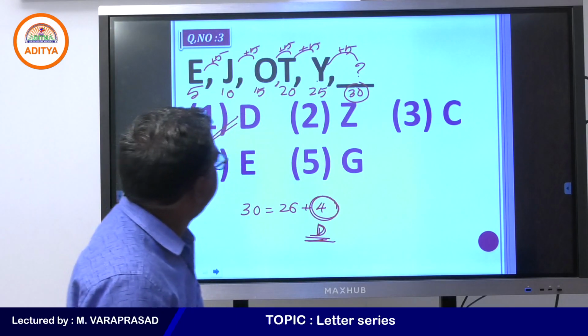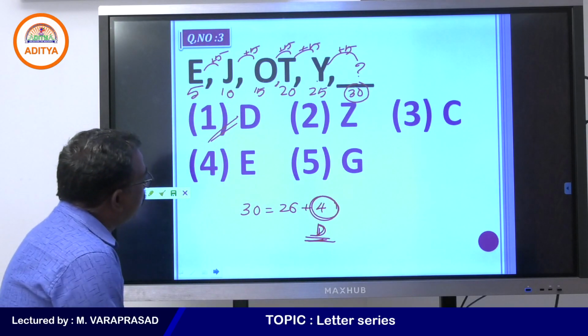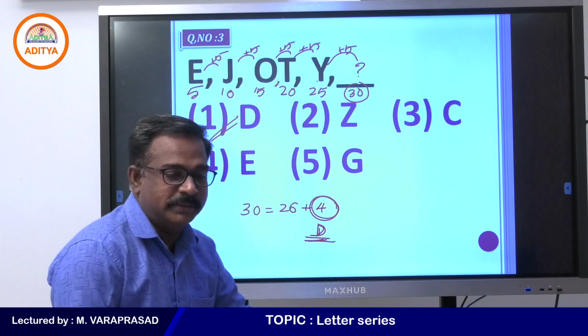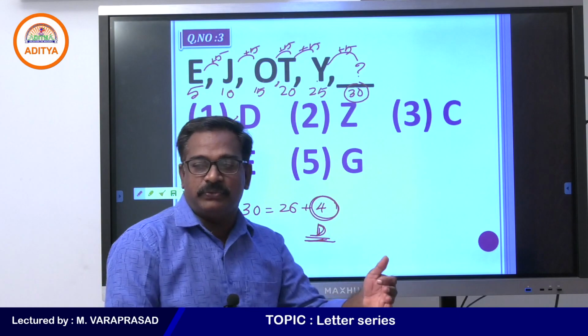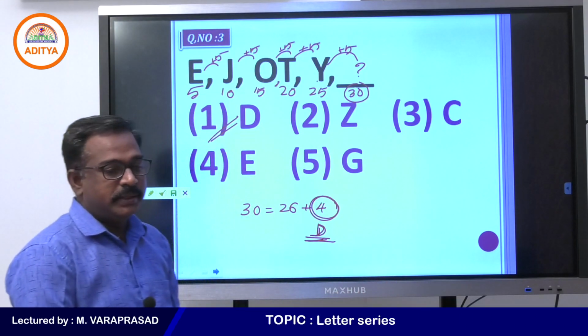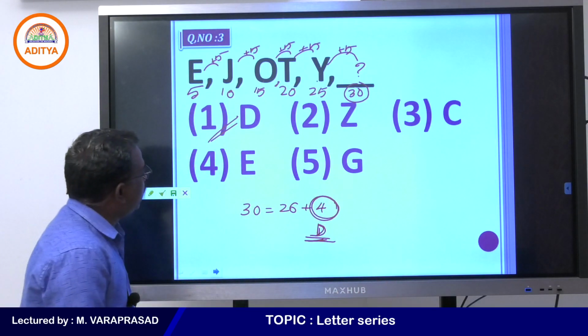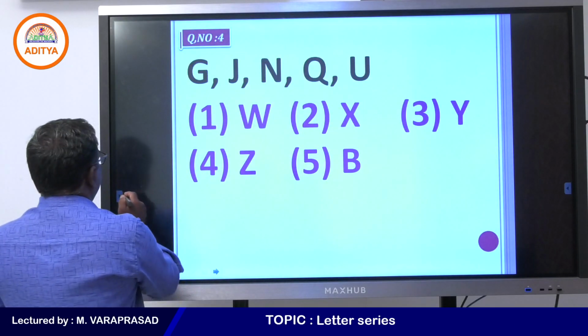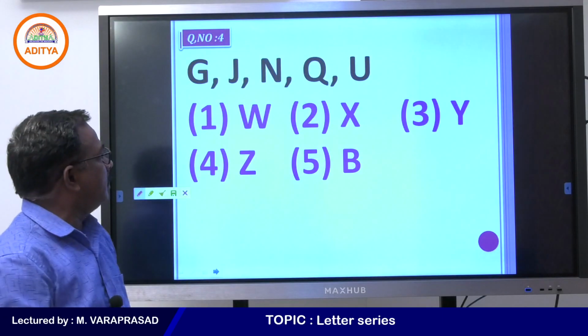Yes, 25 plus 5 that is 30th letter. 30 means 26 alphabets are there. So, 26 plus 4 that is 4th letter. 4th letter means that is D. Right. Next example. Just you see what is the next example.